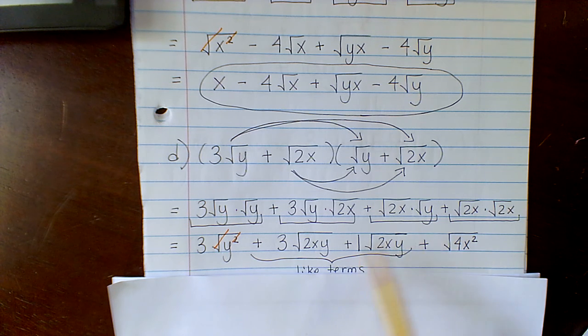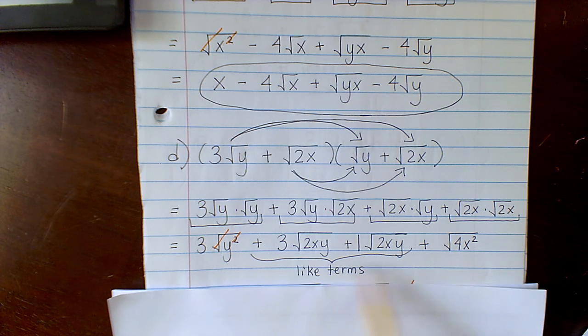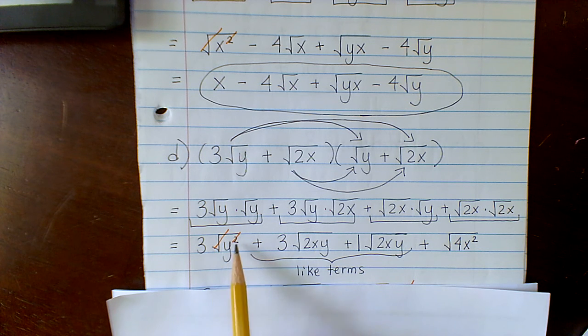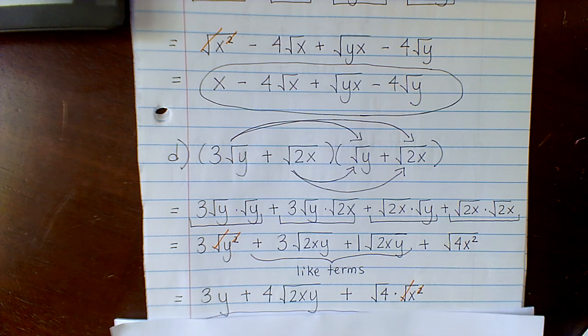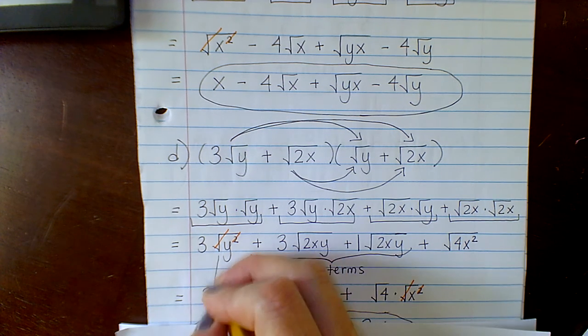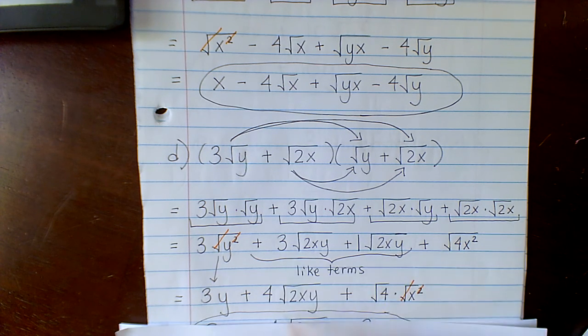Now, you might be like, where did that 1 come from? Well, there was no coefficient there, so I just put that understood 1 there. And then these two, 4x squared. These two end up being like terms. This square root of a squared, those two undo each other. So I get 3y. These two combine into 4 root 2xy.